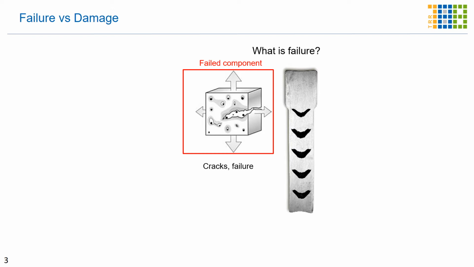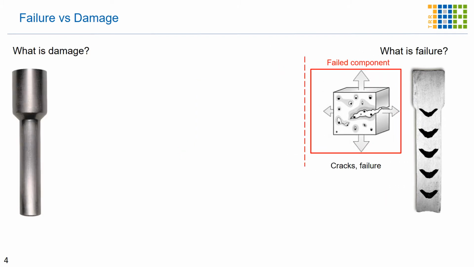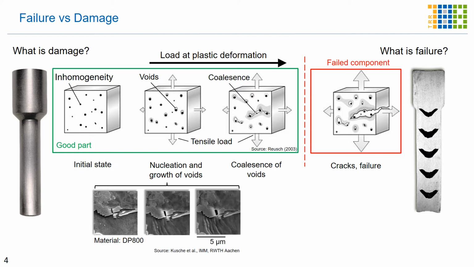Let's put failure at the side for a moment and take a closer look at damage. Damage, or ductile damage to be precise, is the evolution of voids at a microscopic scale. Such voids nucleate at inhomogeneities which are present in every steel. With ongoing plastic deformation and especially under tensile loads, these voids start to grow, like we can see in this example of a DP800 steel. On those SEM images we can see a void growing constantly with ongoing plastic deformation.